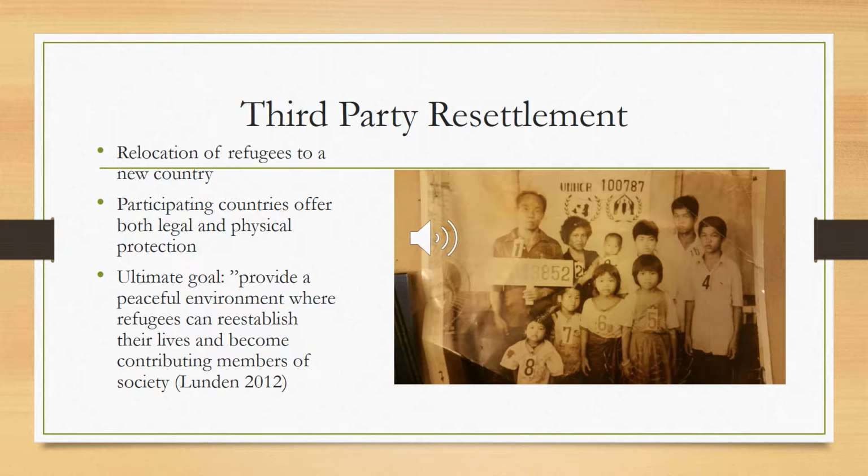Third-party resettlement involves relocating refugees to a new country. The country and language are usually very different from that of the country of origin. Countries that participate in third-party resettlement offer both legal and physical protection to the refugees. And the ultimate goal, stated by the United Nations High Commissioner for Refugees and cited by London, is to provide a peaceful environment where refugees can reestablish their lives and become contributing members of society. And this photo here that you're seeing is a photo that every family takes if they're processed through the United Nations High Commissioner for Refugees.